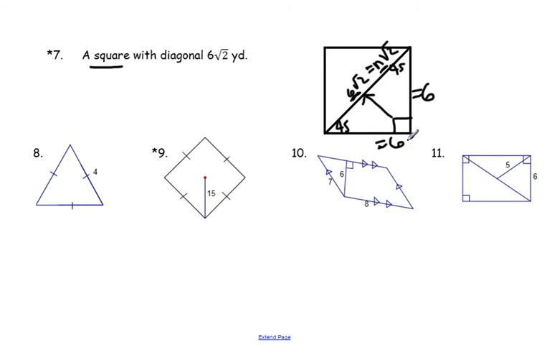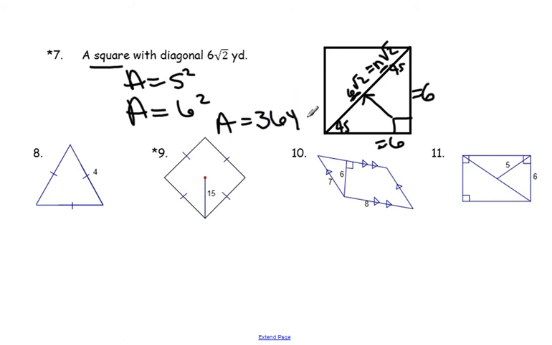6 here and 6 here. So now to find the area of a square is the side squared, one of the side lengths squared. So the area is 6 squared, which is 36. And we're dealing with yards, so we're dealing with squared yards.